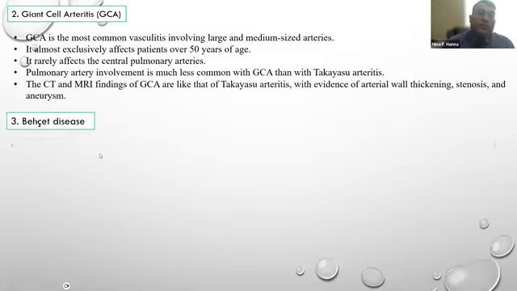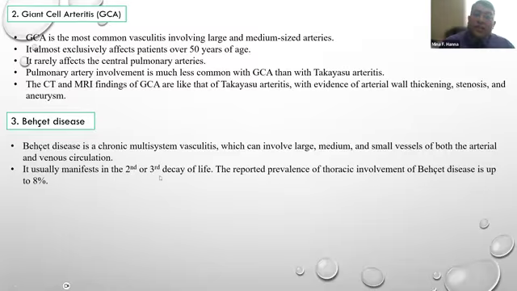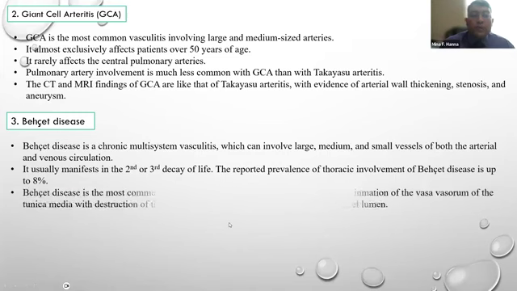Behçet disease is a chronic multisystem vasculitis which can involve large, medium, or small vessels of both arterial and venous circulation. One of the diagnostic clues is that you will find pseudoaneurysm or aneurysmal dilatation in many arteries which are not close to each other. So you cannot say it is post-traumatic or iatrogenic. There is also some vessel thickening, in addition to the history for sure. It usually manifests in the second or third decade, usually in young patients. Reported prevalence of thoracic involvement is up to 8%.